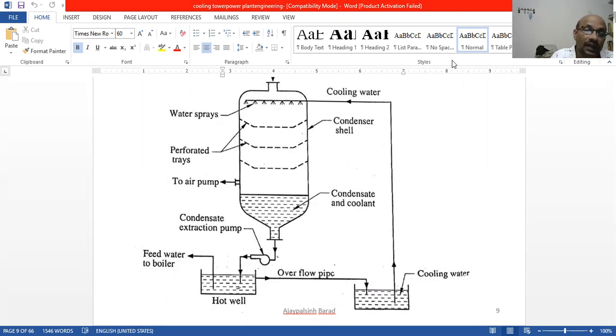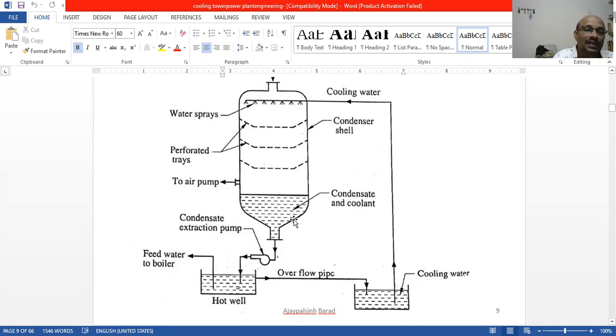Earlier we saw one figure. In that figure, again we are sending cooling water to the condenser. By seeing these two figures we learn that we want to convert the steam into water. That is our main aim, main objective. So here we are sending cooling water to the condenser shell, the condenser tray, we can say.